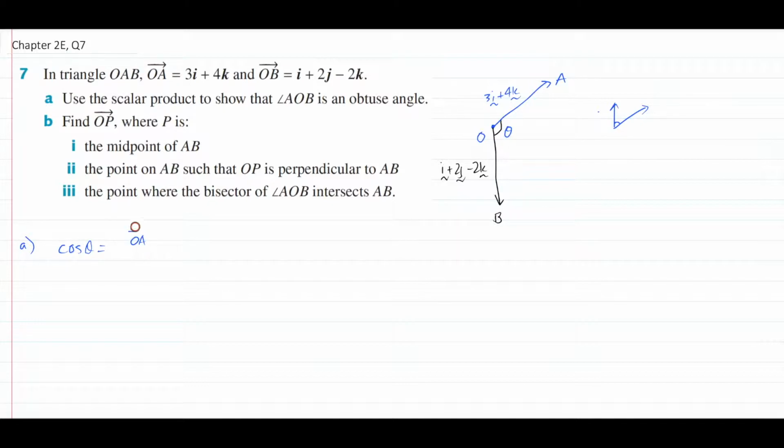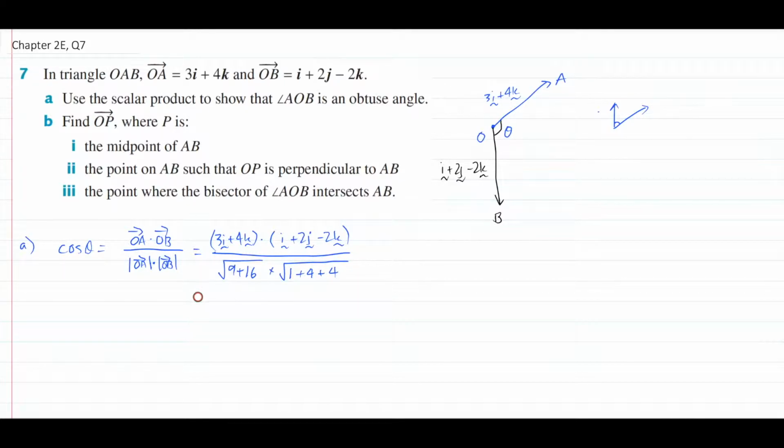So OA, I'll just write it here, dot with OB, and of course we divide it by the product of their magnitudes. Let's do some quick maths here. OA, what is OA? That is 3i plus 4k. And then what is OB? OB is i plus 2j minus 2k. And we divide it by their magnitudes, right? So the magnitude of OA is the square root of the coefficients squared, so 3 squared is 9, plus 4 squared is 16, multiplied by the magnitude of OB, which is the square root of 1 squared plus 2 squared, which is 4, plus another 2 squared.